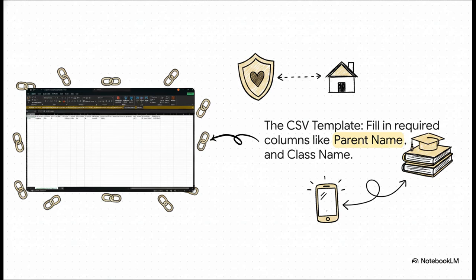So here's the template itself. You're just going to fill in the columns, right? But the most important ones to get right are the student's name, that exact class name from our setup, and of course the parent's name and phone number. That's what links every student to their guardian.